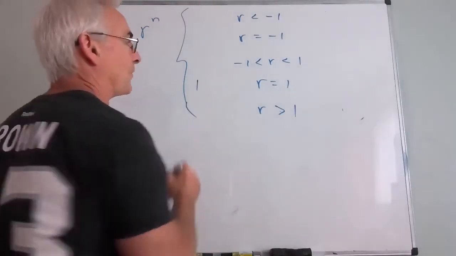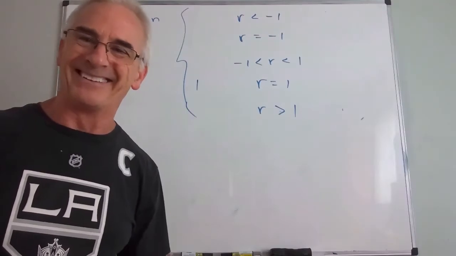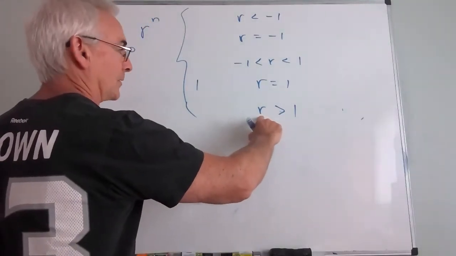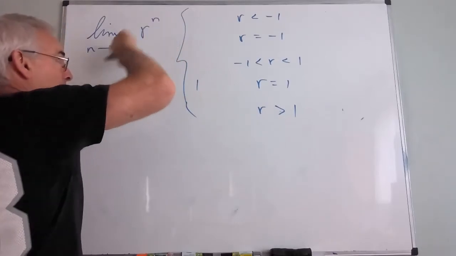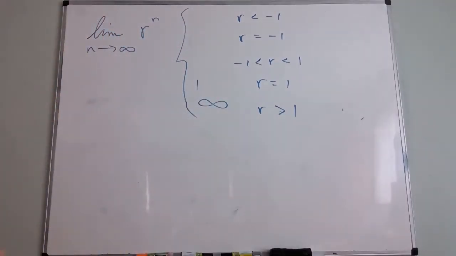Got it. What if R equals 0? Then wouldn't we agree that it's 0? Now, if R is bigger than 1, R is 2, R is 5, R is 1,000, and I'm raising it to a power and its power is growing, I think that's infinity. That one's easy. Now let's go this way.